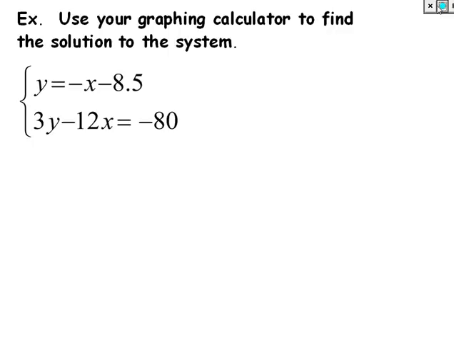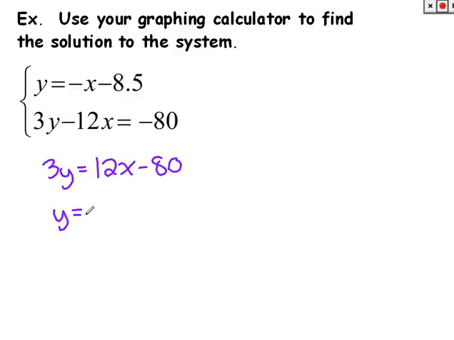Let's look at one last scenario. So here's a system of equations. The first equation is in slope-intercept form. The second equation, let's just rewrite quickly. So it's in slope-intercept form.